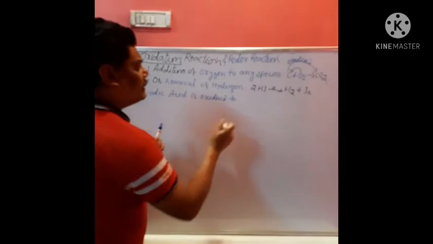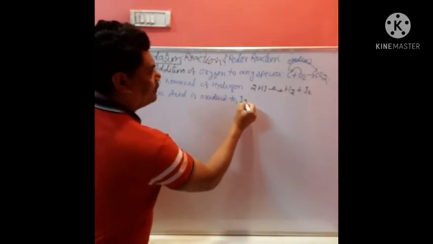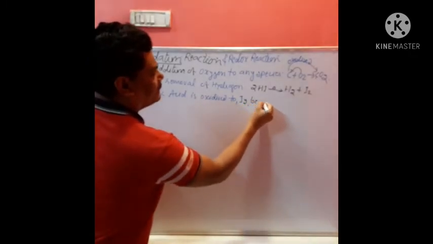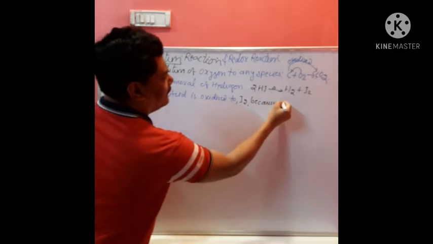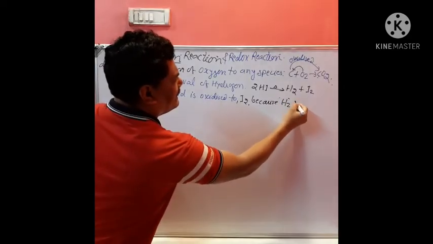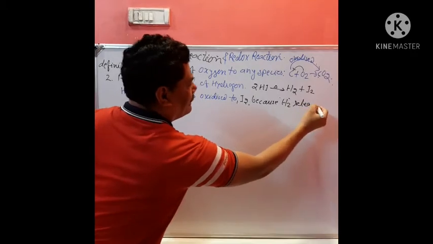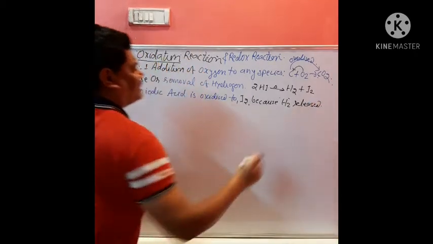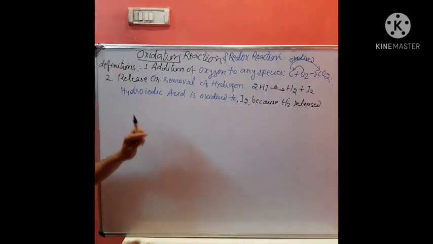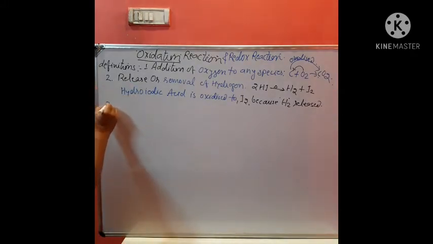to I2, because H2 is released from it. H2 is released, isn't it? So in this way we can also explain oxidation. Can you give some more examples?